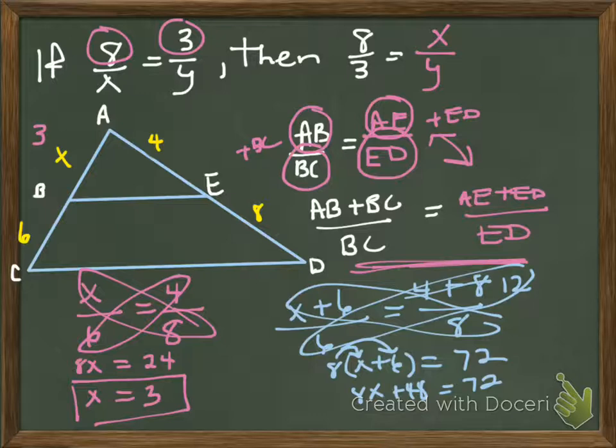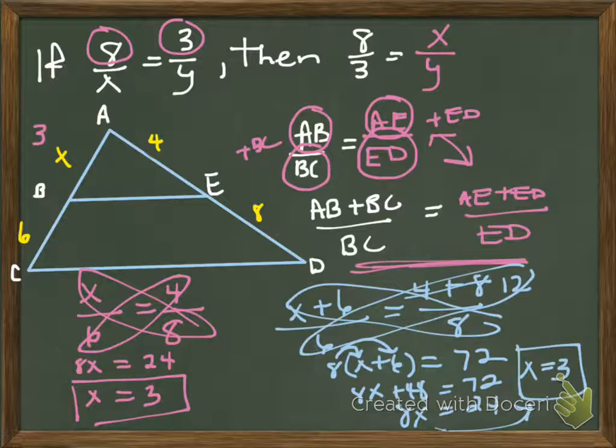Subtract 48 from both sides, I'm going to end up with 8x is equal to 24. And if I divide both sides by 8, I'm going to move this up here so we can see it, I end up with x equals 3 again. So notice here the results are the same.